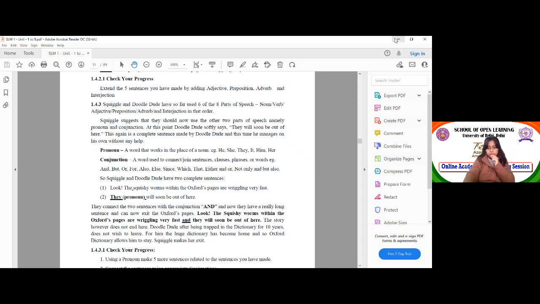Okay, I'll send the PDF link. But before that, I am sharing my screen. I want you to do this. Tell me what this is. Tell me each part of speech. I'm sharing the link by that time.